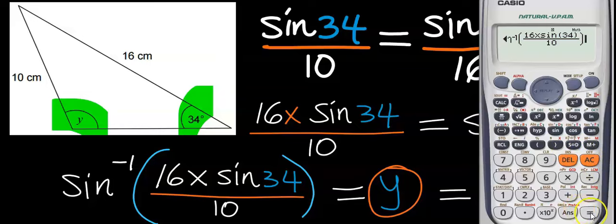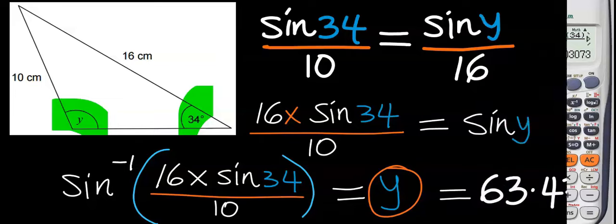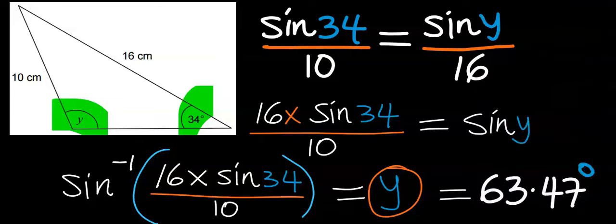Next, we're going to press the equal sign, and the angle is 63.47 to 2 decimal places, and the unit is in degrees. And also remember that the centimeters with the 16 at the numerator will cancel out the centimeters with the 10 at the denominator.